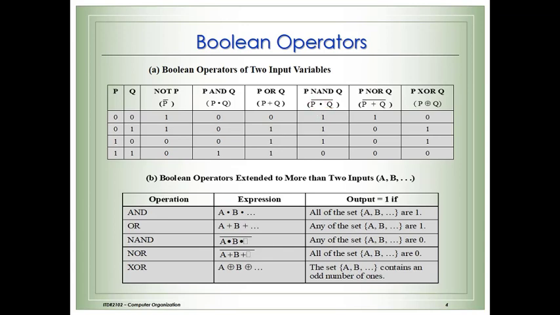As we just discussed, here is how we get the result of P NAND Q. First you perform the AND operation of P and Q. This is the AND operation. Then find out its NOT, or inverter. AND was 0, so NAND will become 1. AND was 0, NAND will become 1. AND was 0, NAND will become 1. AND was 1, so NAND will become 0. So this is NAND.